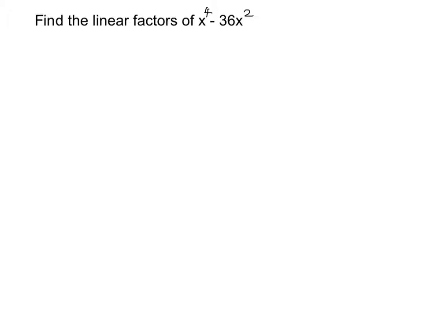Find the linear factors of x to the 4 take away 36x squared. Okay, for this particular question, we will need to find the linear factors of x4 take away 36x squared. So if I look at this straight away, I can see that x squared is a common factor, so I'm going to factorise this straight away to x squared, open bracket, x squared, because x squared times x squared is x4, and then take away 36.